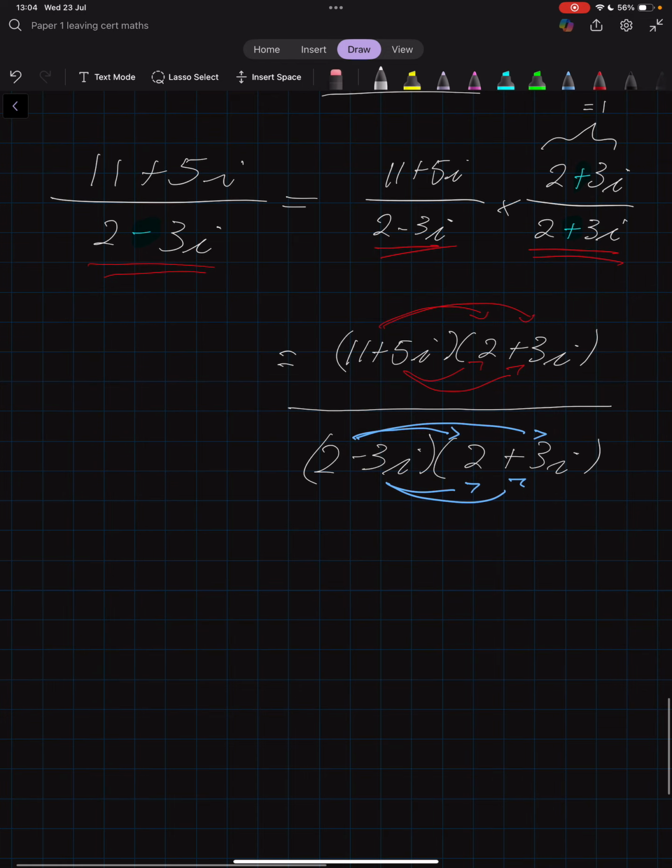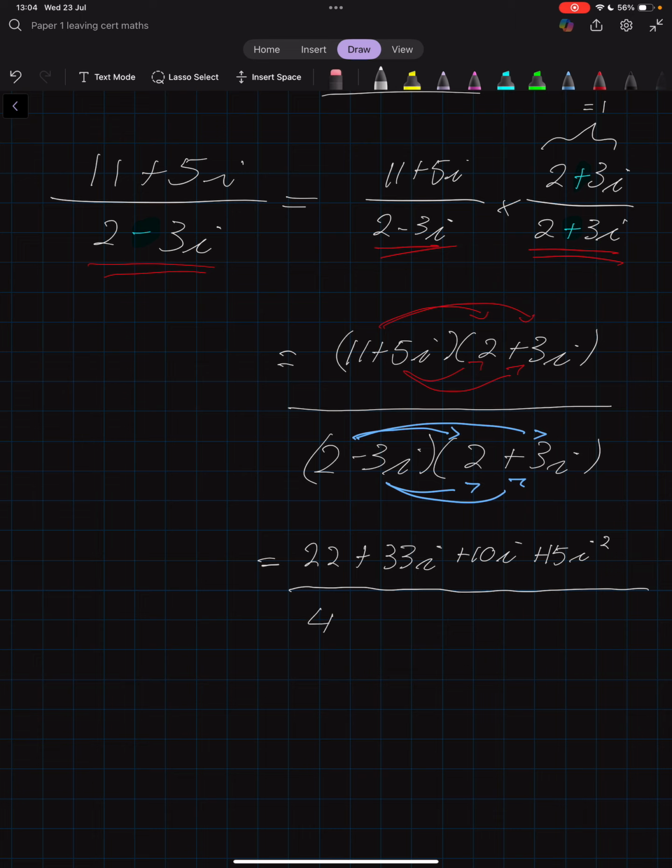So on top, what do I get? 11 times 2 is 22. 11 times 3i is 33i. 5i times 2 is 10i. 5i times 3i is 15i squared. Now on the bottom, 2 times 2 is 4. 2 times 3i is plus 6i. Minus 3i times 2 is minus 6i. Minus by plus is minus, 3 by 3 is 9, and i times i is i squared.